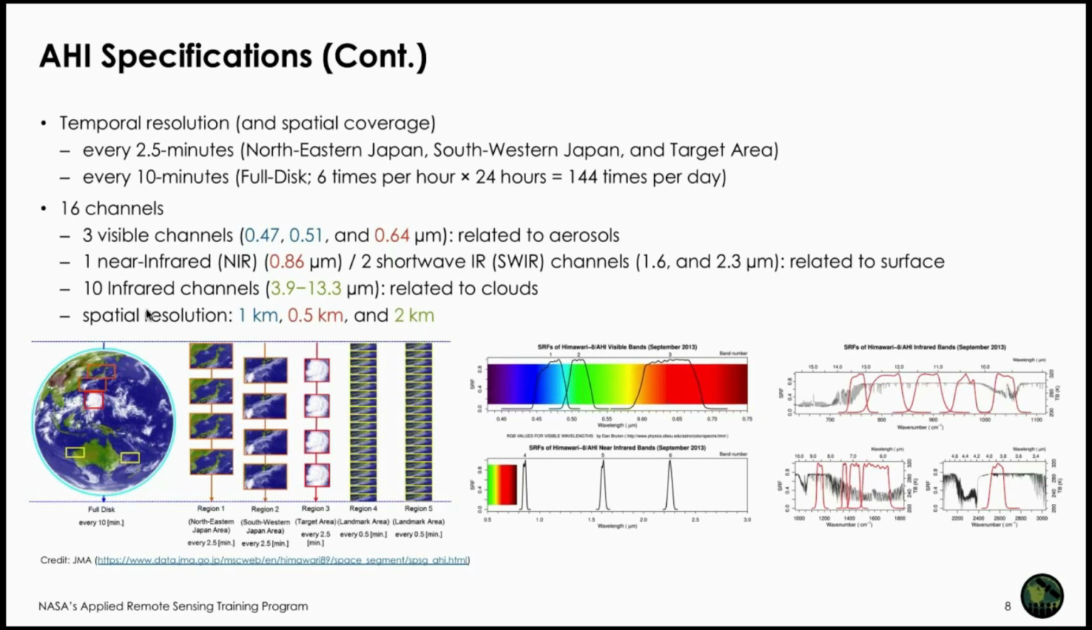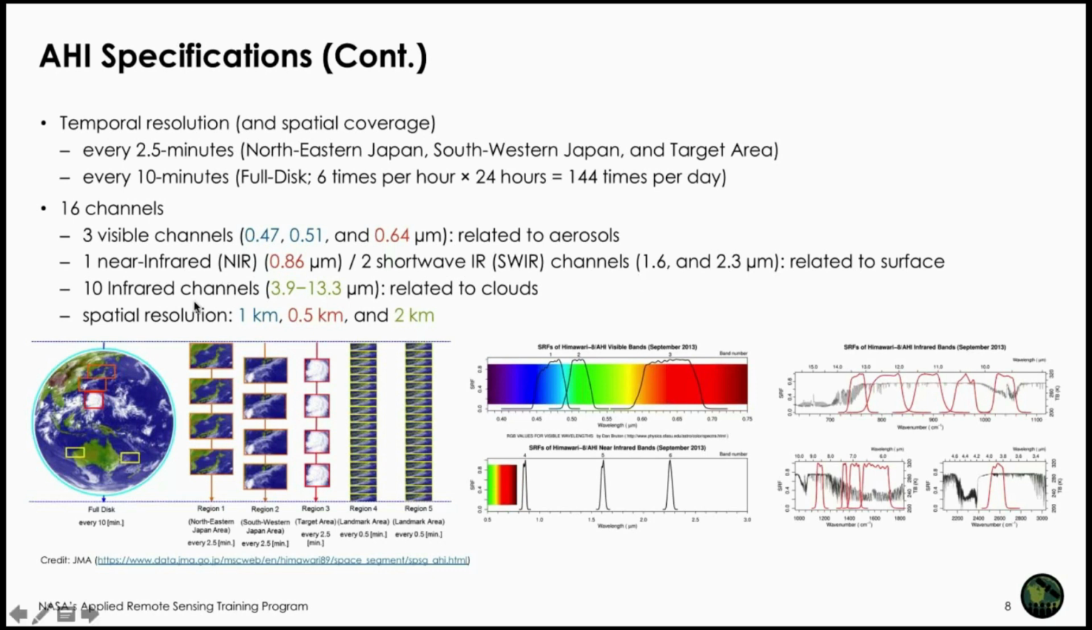AHI has 16 channels, 3 visible channels at 0.47, 0.51, and 0.64 micrometers. These 3 channels are related to aerosol, cloud and more, but we can use these channels' information for aerosol retrievals. It also has 1 near-infrared channel at 0.86 micrometers, and 2 shortwave IR channels at 1.6 and 2.3 micrometers. These channels can be used to get some surface reflectance information for aerosol retrievals.